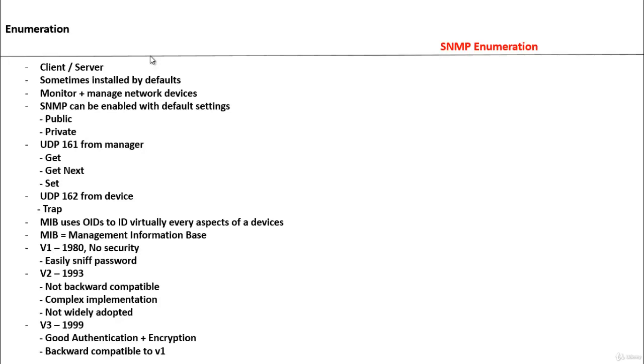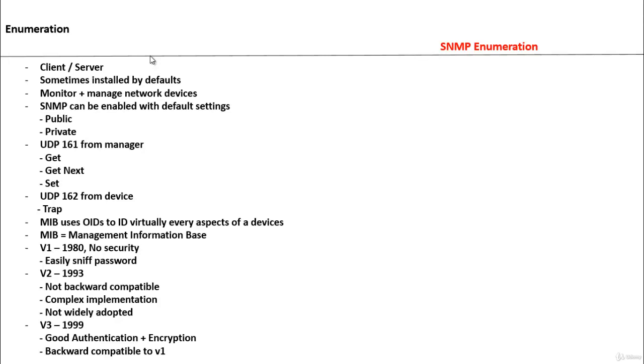Trap uses UDP port 162. The manager sends requests to port number 162. It uses messages like get, get next and set. SNMP stores management information base in devices. The management information base uses OID, object ID, to identify devices virtually. SNMP has versions like version 1, version 2 and version 3.